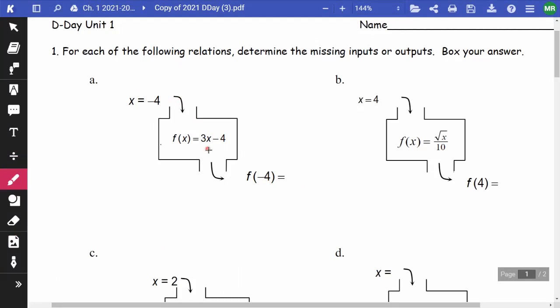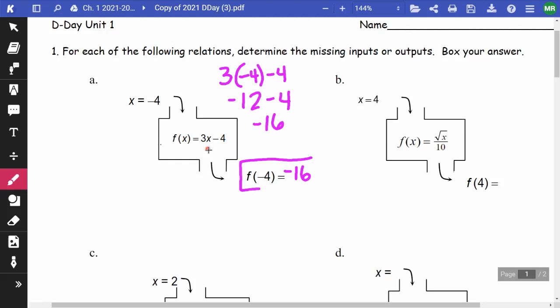So I'm going to go 3 times -4 - 4, which is -12 - 4. And a -12 - 4 is a -16. So F of -4 is -16. When I put in a -4, I get out a -16.